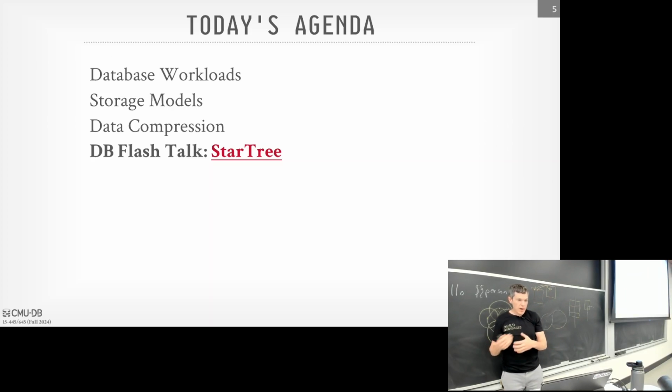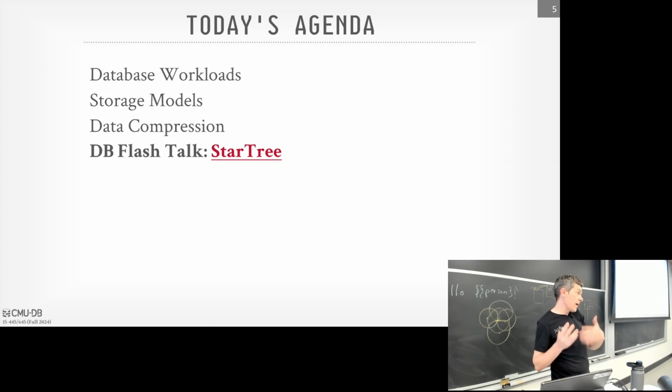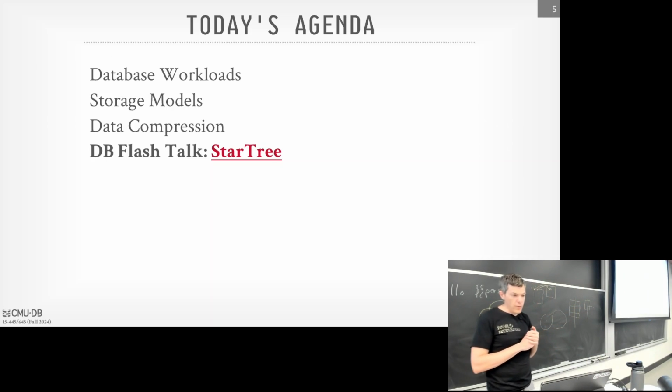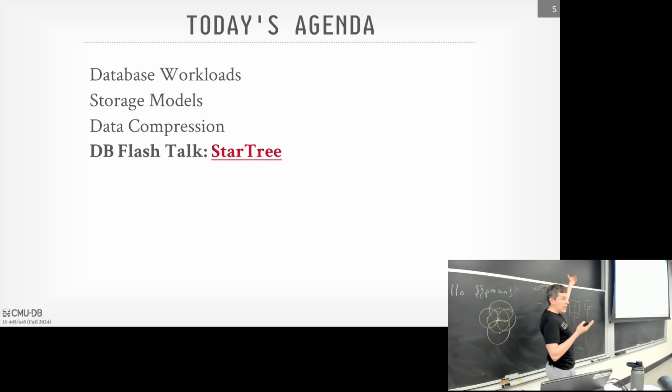Then we'll talk about the storage models, and again, this is the way to represent tuples. And then we'll see from the column store approach how we can rely on compression to speed things up further, make things smaller. And then we'll finish up again with a talk from StarTree, which is going to be an analytical database system that's going to use the column store stuff that we're talking about in this lecture. Okay?